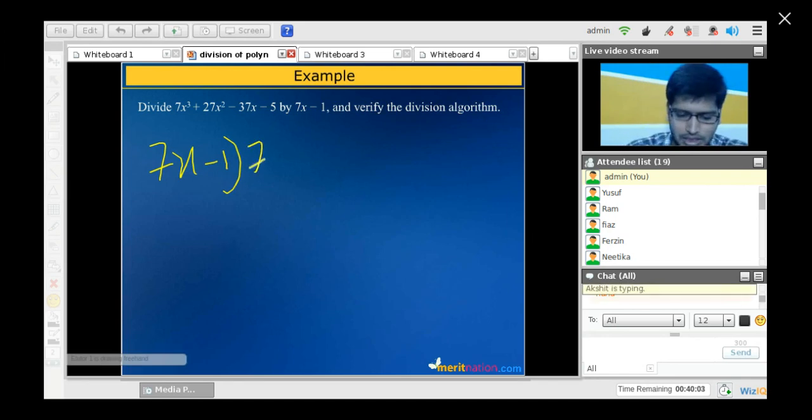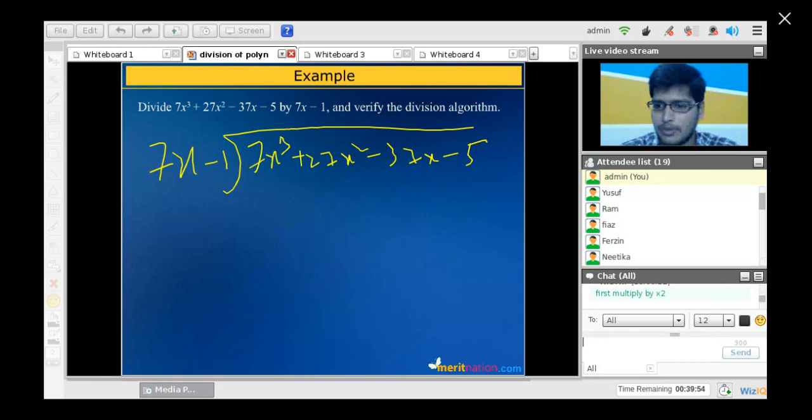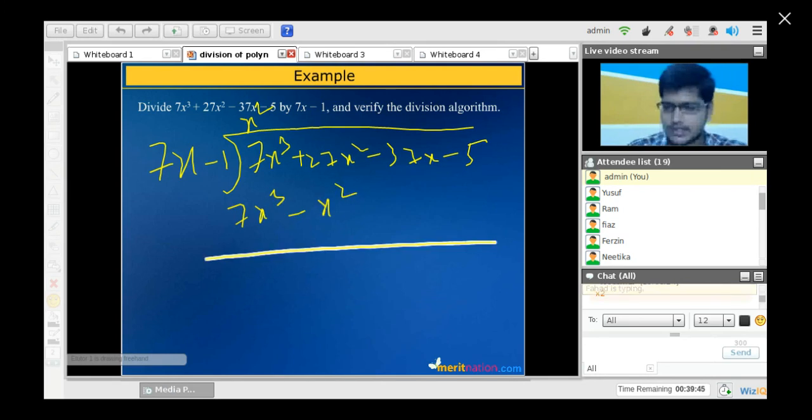7x minus 1, 7x cube plus 27x square minus 37x minus 5. Here, what do I need to multiply? First multiply by x square. That's good, Nidhi. First multiply by x square. 7x cube minus x square. What next?